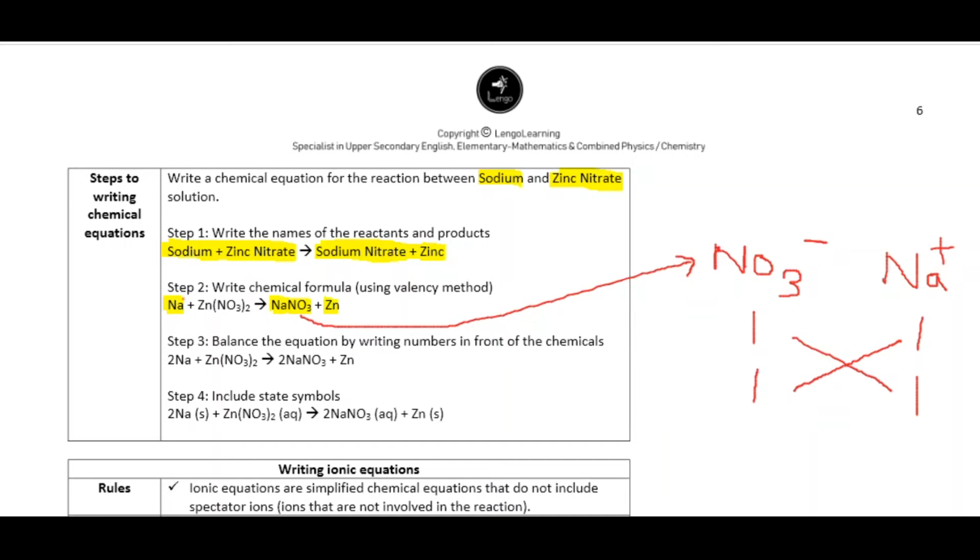So that's why we have the chemical formula for sodium nitrate as NaNO3. There's 1 Na and 1 NO3.